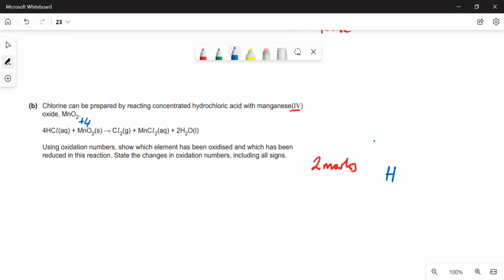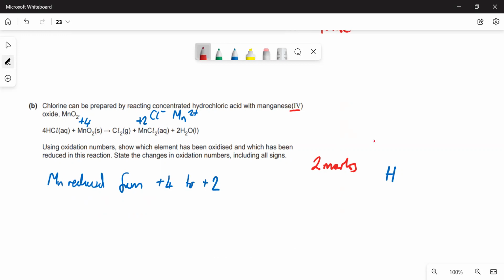Now in MnCl2, the chlorine is going to be a Cl- ion, so that means the manganese must be an Mn2+ ion. So manganese there is +2. So we can see the oxidation number of manganese has gone down from +4 to +2, so that's been reduced. And let's have a look at the chlorine.